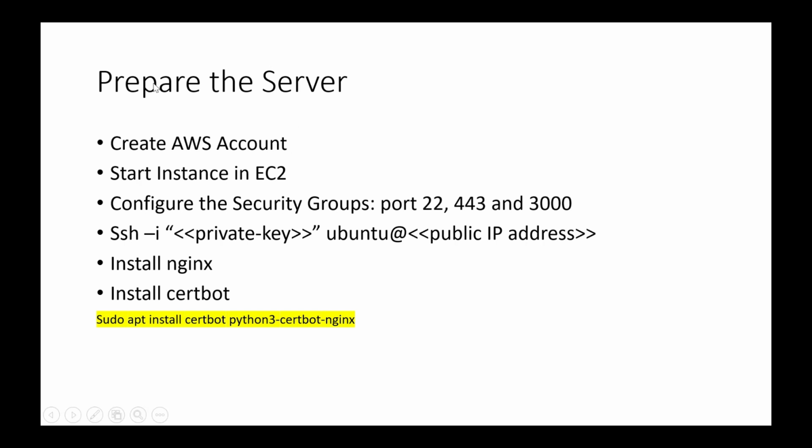So during preparing the server, I created an AWS account and started an instance in EC2. Don't forget to configure the security groups. Make sure that ports 22, 443 and 3000 can be accessed. And if you want to install Nginx and Certbot, you need to log into the server with this syntax: ssh, private key, ubuntu at public IP address. Then you can install Nginx and Certbot in the server.